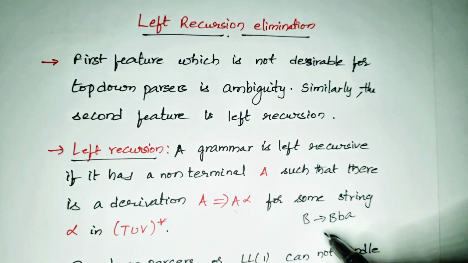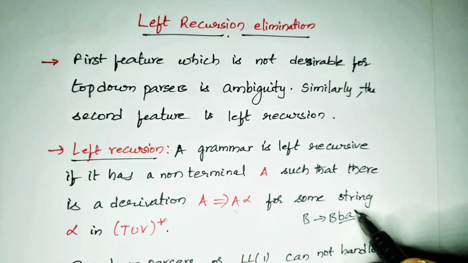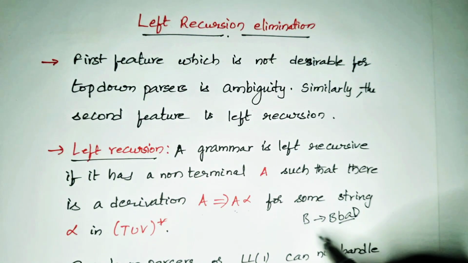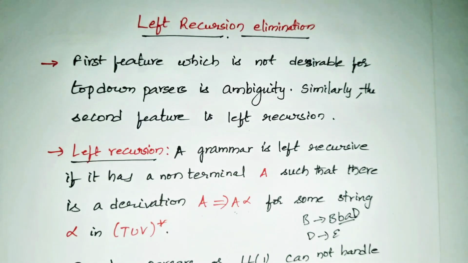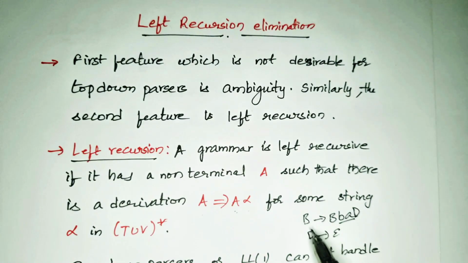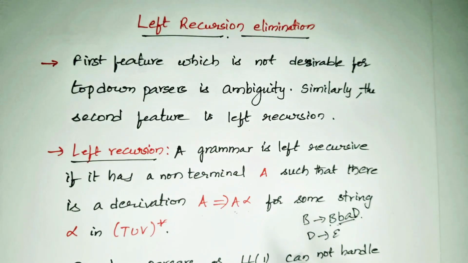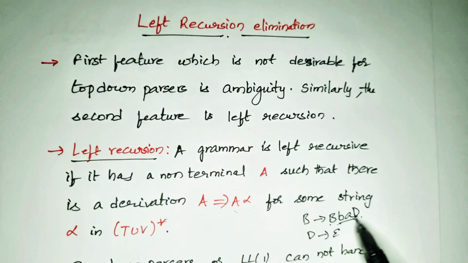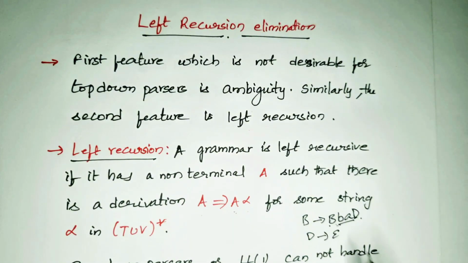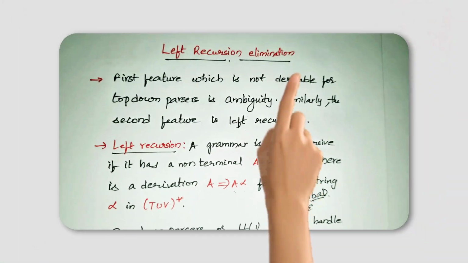Or you can include some other non-terminal also, some D goes to some epsilon, like this. It means B is appearing on the right hand side at the leftmost position and followed by alpha. Here alpha is BAD, a combination of terminals and non-terminals. Then it is called left recursion.